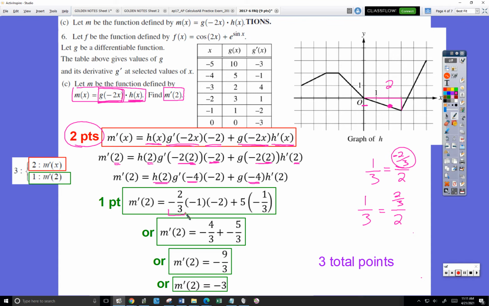They won't give you credit if you stop at h of 2. G prime of negative 4. G prime when x is negative 4, that's a value of negative 1, so I have that written down. The negative 2. G of negative 4 is 5. H prime of 2 we already found earlier is negative 1/3. Stop there. You get the third point for part C. Don't keep going. I kept going in case you did. You can check your work, but you really should stop.